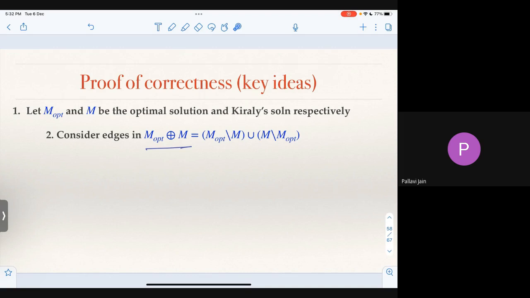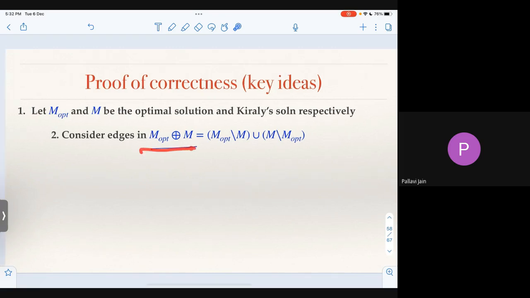Matching, I mean, okay. If you've done a course in algorithms, you must have done a course in graph theory and seen this. So this thing consists of vertices that either are matched in M and not in M opt, or if they're matched in both, then they have different partners, correct? Or they are only matched in M opt but not in M, or they're matched in M and not in M opt. So what can we say about the degree of these vertices?